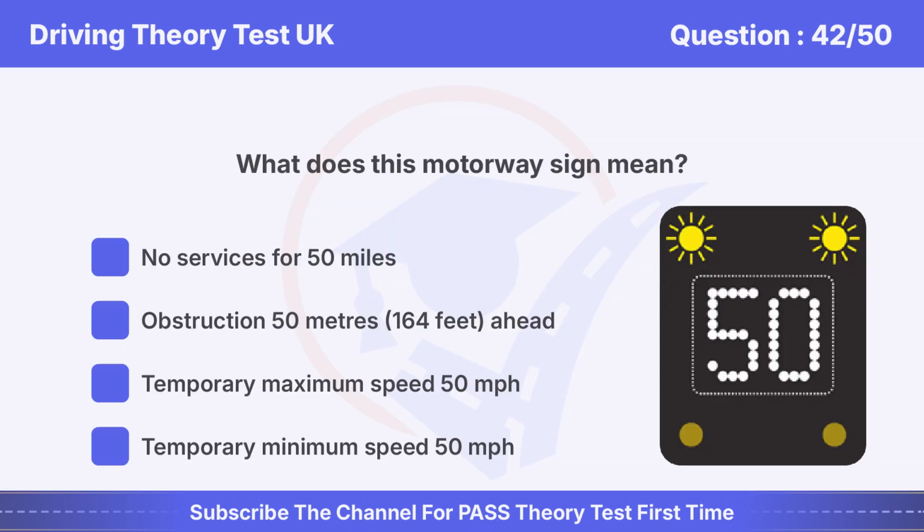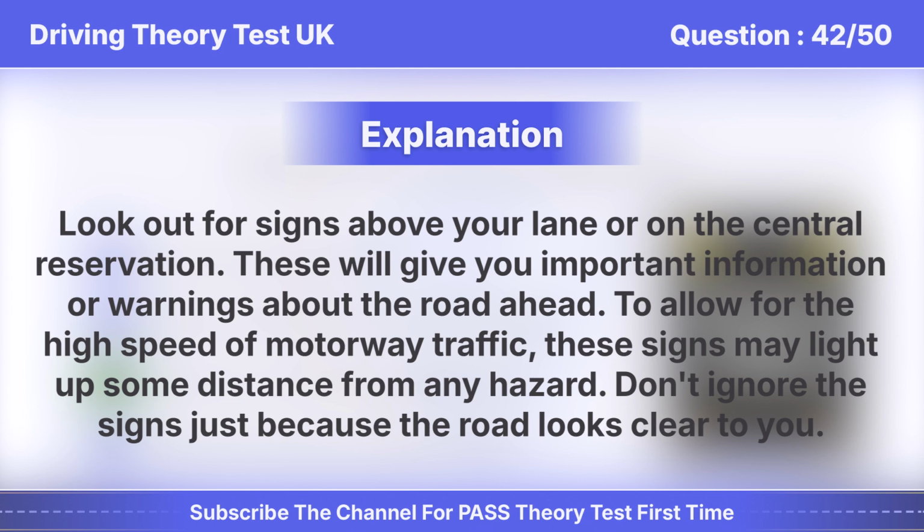Question 42. What does this motorway sign mean? Answer is C. Temporary maximum speed 50 miles per hour. Look out for signs above your lane or on the central reservation. These will give you important information or warnings about the road ahead. To allow for the high speed of motorway traffic, these signs may light up some distance from any hazard. Don't ignore the signs just because the road looks clear to you.